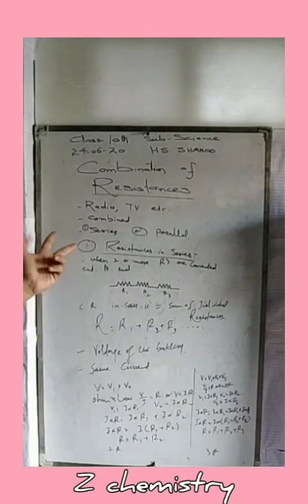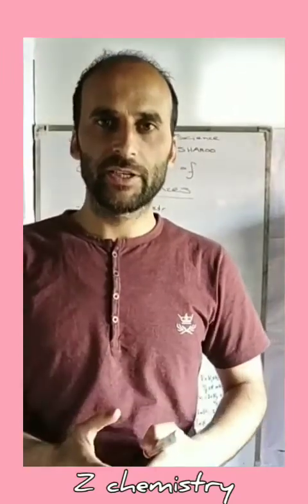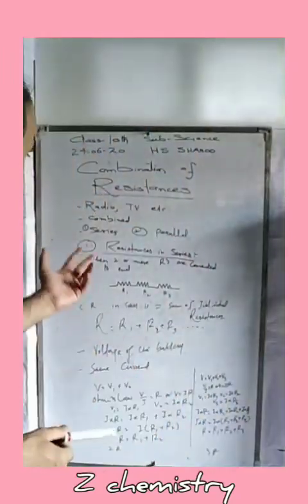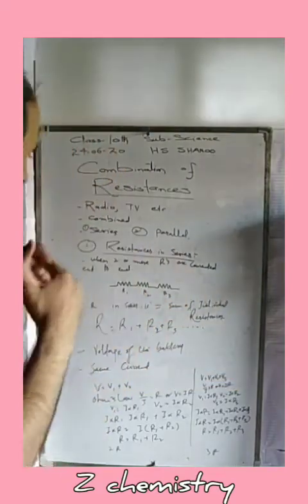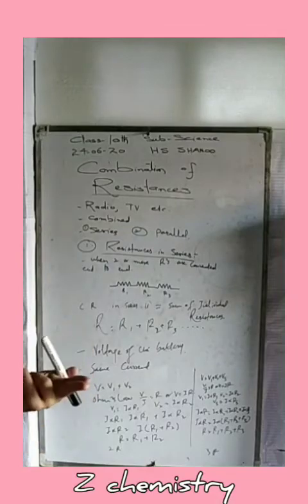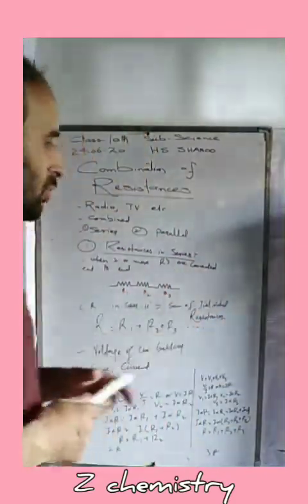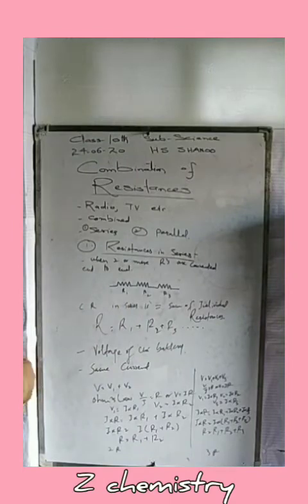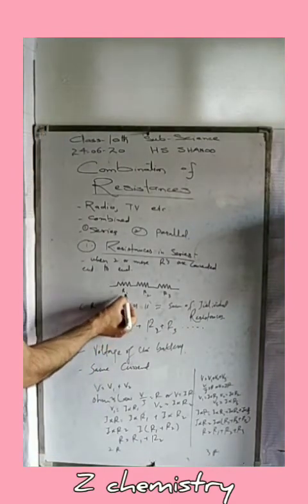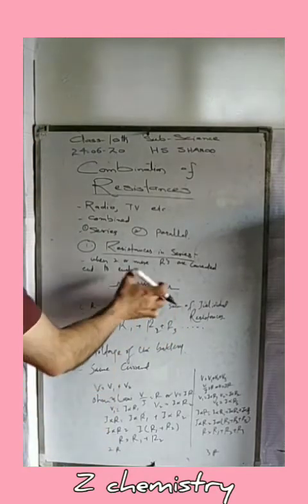In case of resistances in series, what is to be done? The combination of resistances in series is that practice in which two or more resistances are connected end to end, or connected in a linear way. That particular combination is called resistances in series. For example, the first resistance here is R1, the second is R2, and the third is R3. These resistances are connected end to end.